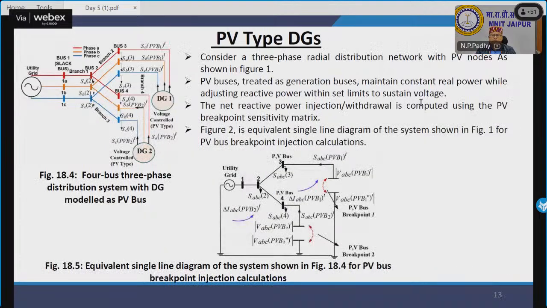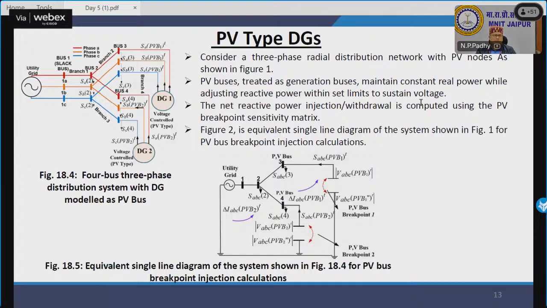Now, if I consider it's a PV type DG now. Look, slowly we are making the problem slightly complicated. There are two DGs, DG1 and DG2. So there are two PV controlled DG type, DG1 and DG2. So consider a three-phase radial distribution network with PV nodes, as in figure 1.